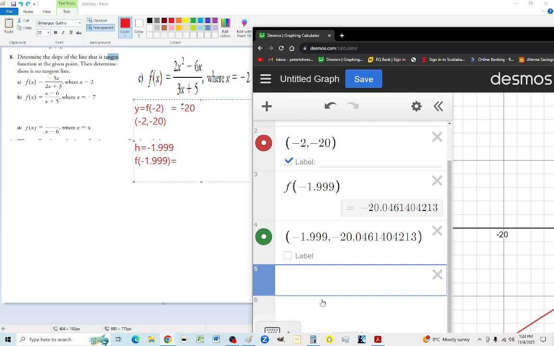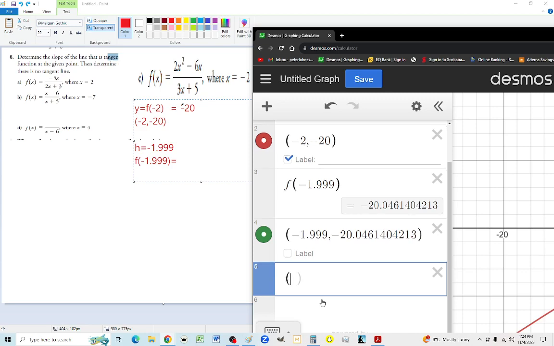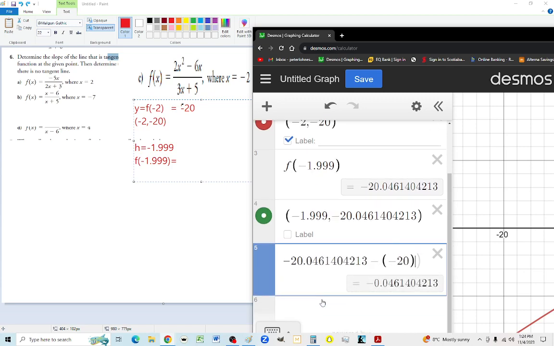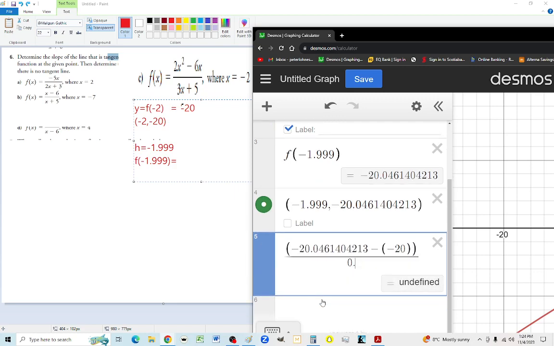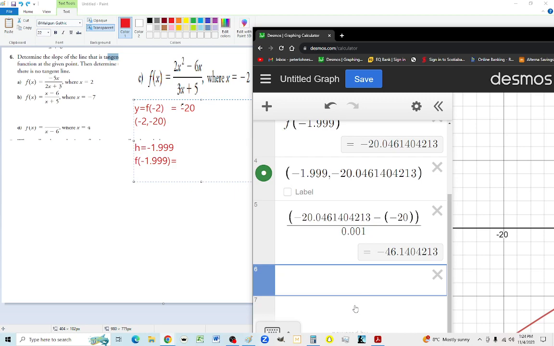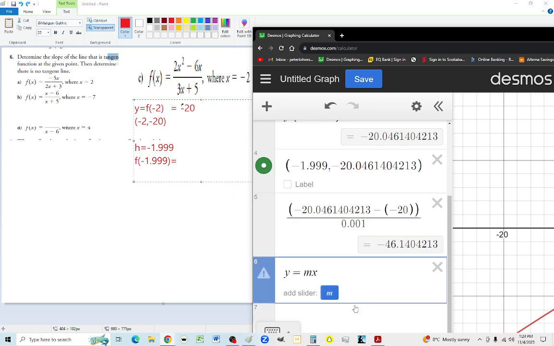Now, we're going to take the point just to the right of it and subtract the point just to the left. So we're going to get this, all divided by my h. Which is that. So now we have the slope. Now we have to calculate b. Well, let's isolate b in this formula.